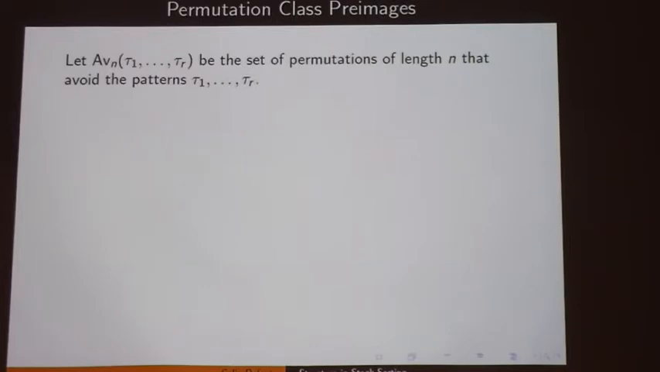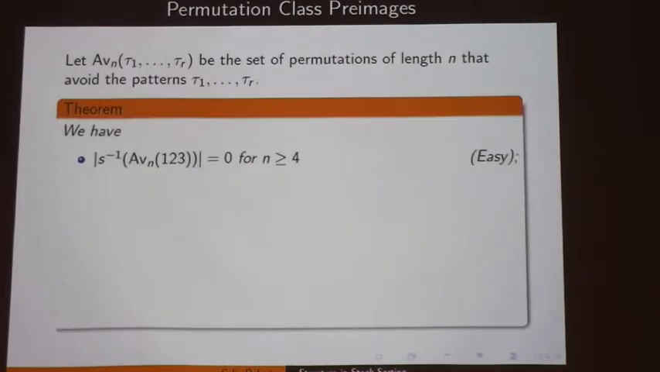And I want to look at the total number of preimages of all of these permutations under the stack sorting map. So for example, we can look at the total number of preimages of all the permutations of length n that avoid 1, 2, 3. This turns out to be 0 if n is at least 4, and that's not too hard to show, so this isn't really that interesting, and we can move on.